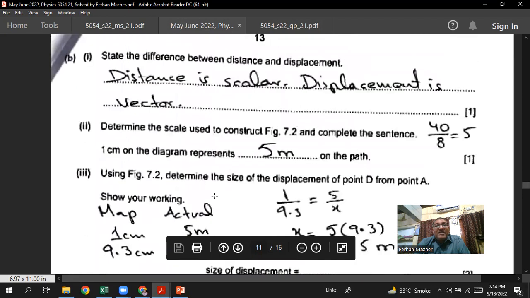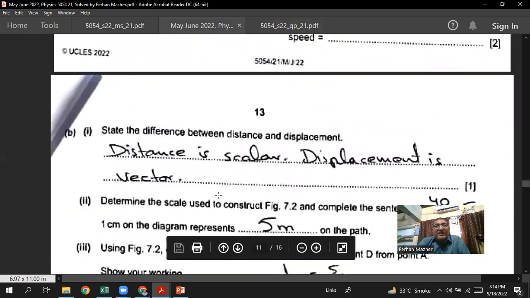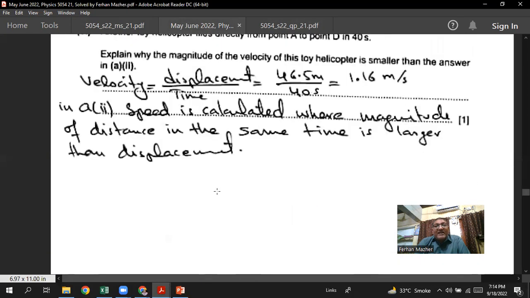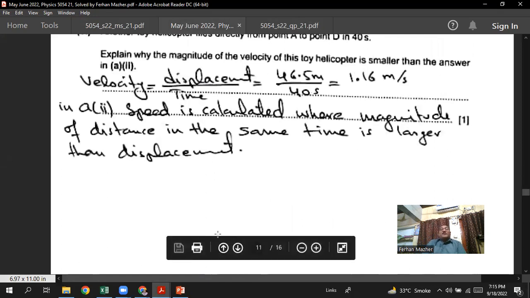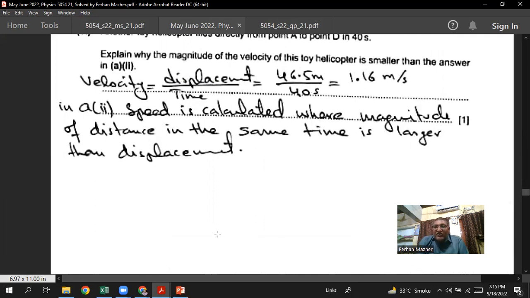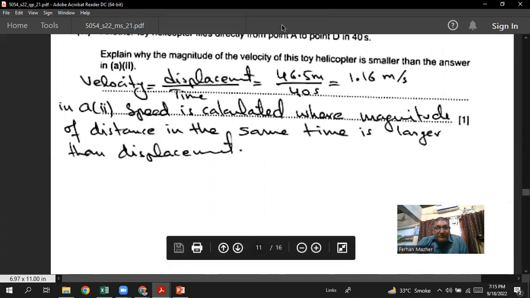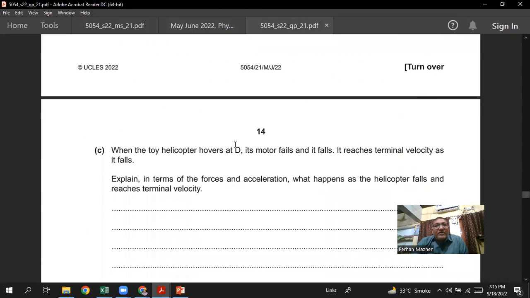I said 85, let me check. Yeah, 85 meters. So this second helicopter only covered a 46.5 meter length in 40 seconds, so its speed will be 1.1 meters per second. So in the second part, the magnitude of distance in the same time is larger than the displacement. So that's why this velocity will be smaller. Okay. So we are going to the next part.